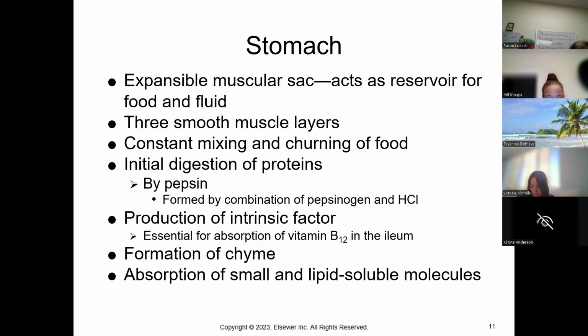The intrinsic factor that is required for absorption of B12 in the ileum, because in the ileum is where most of your absorption takes place, is also produced by the parietal cells. So the parietal cells secrete hydrochloric acid and intrinsic factor. Chief cells secrete pepsinogen, which will eventually become pepsin and break down your proteins. Got it?